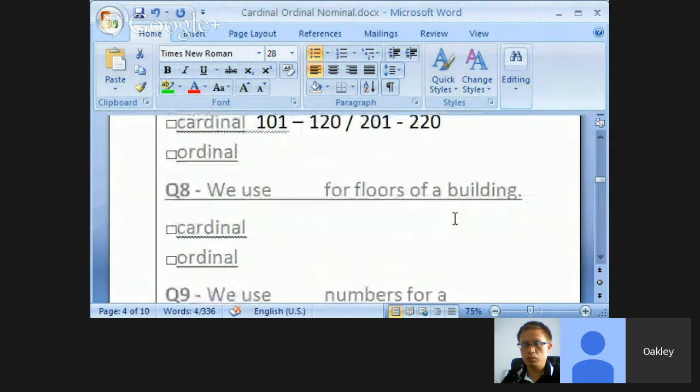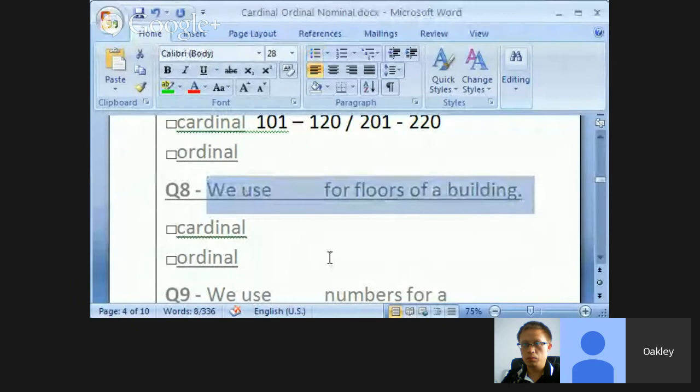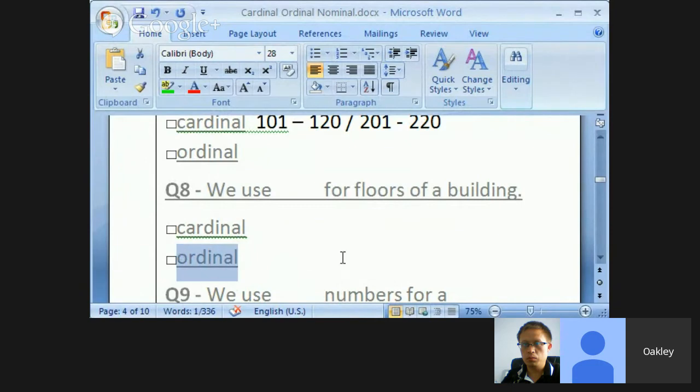Okay. Tatiana, how about we use what kinds of numbers for floors of a building? It is ordinal number. Most certainly. First, second, third. What floor do you live on, Tatiana? I live on the fourth floor. Fourth floor, yes. Okay. Floor is how you would say that. Okay, my apartment's on the 4th floor, for example. Like that. Okay. All right.